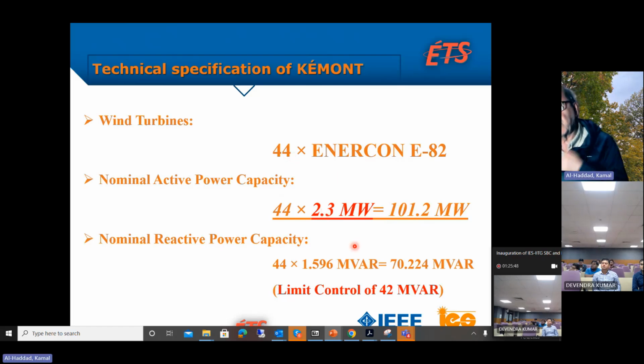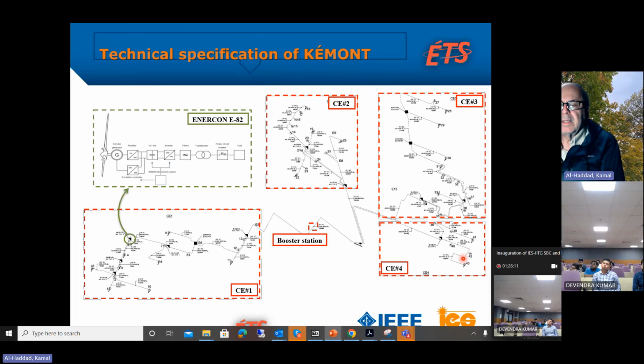44 wind turbines, each one of them is about 2.3 megawatt. So we have 100 megawatt total active power with a very small capacity in megavar here, because the rules and the regulation don't permit very many megavar, so it's limited megavar capability here. We cannot take all the megawatt and try to compensate the line. So this is the first section. We call it CE1, CE2, CE3, and all these are connected to the booster station here, which is connected to the utility.